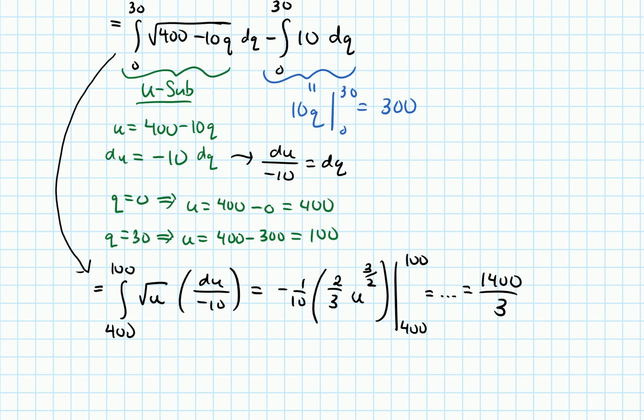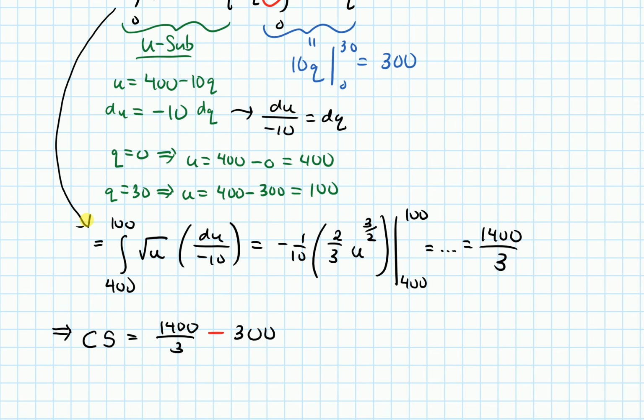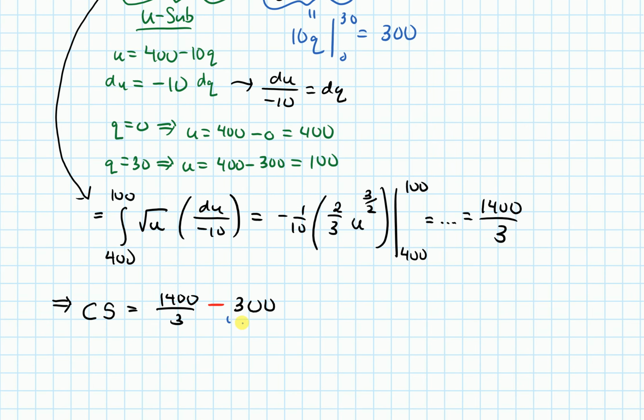So now we know the values of both of these integrals. So we can write our consumer surplus, CS. So the first integral was 1400 over 3. And we add to that the second integral value. So for the second integral, remember, we had this minus sign. So actually I need a minus. And then it was 300. Okay, so we could get a common denominator to evaluate this. So let's see, 300 is 900 over 3. All right, so 1400 over 3 minus 900 over 3, that is 500 over 3.